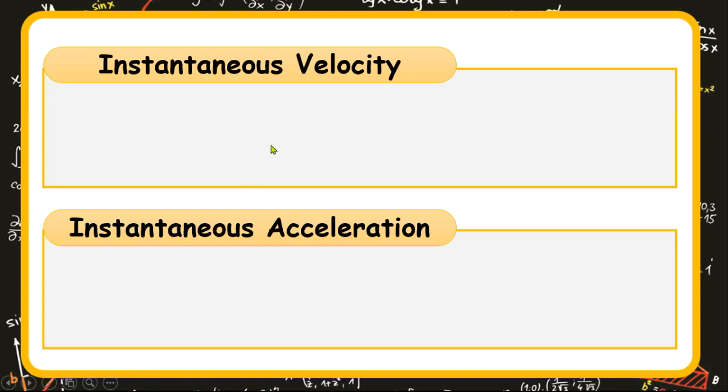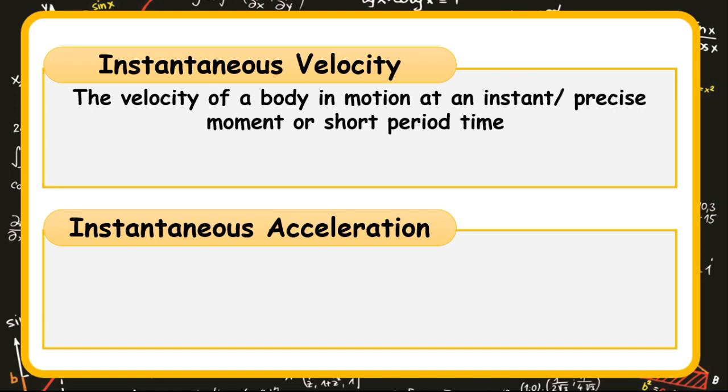Now with the velocity, I know that it is the change of displacement with time. But technically, it's defined as the velocity of a body at an instant or precise moment or a short period of time. Have you understood that? That when you observe a body's velocity for a short period, for a certain instance of time, that is what we refer to as instantaneous velocity.